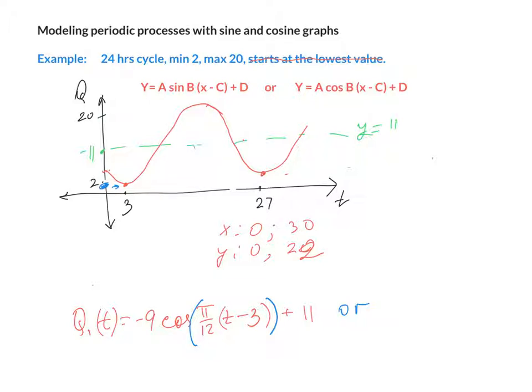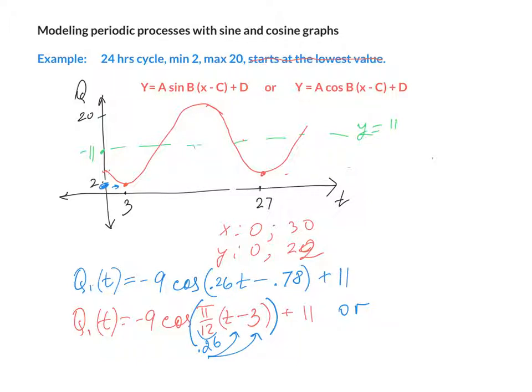Another warning. Sometimes you may see a notation of this function that looks slightly different. So look what I'm going to do. I am going to open parentheses. So instead of pi over 12, I'll write 0.26. So this is my 0.26. And what I'm going to do, I will distribute 0.26 over t minus 3. So it will be 0.26t minus 0.26 times 3, which is minus 0.78, and then close parenthesis, plus 11.